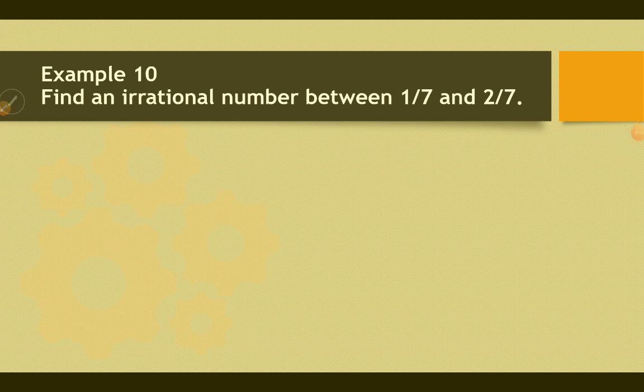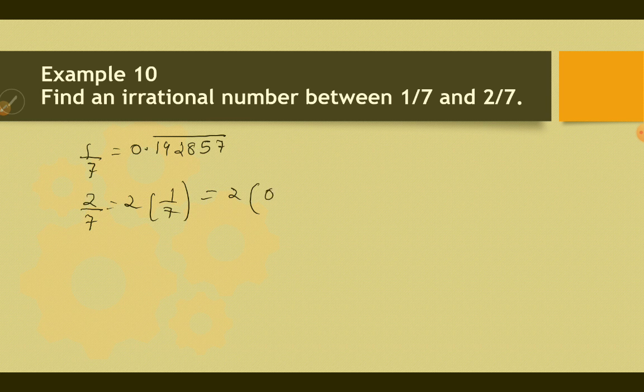Example 10. This is the last question for today. Find an irrational number between 1 by 7 and 2 by 7. We already calculated 1 by 7, which was 0.142857, the whole bar. 2 by 7 we can calculate in a simple way. We can write 2 by 7 as 2 times 1 by 7, and we know the value of 1 by 7.